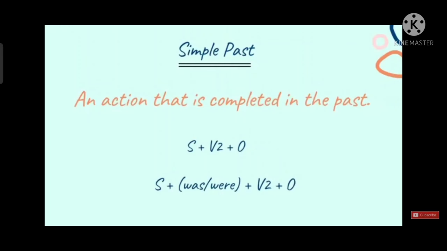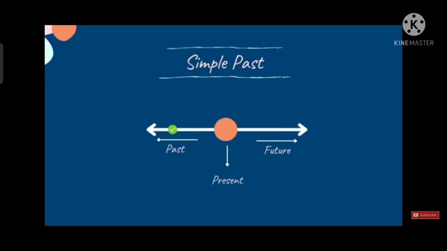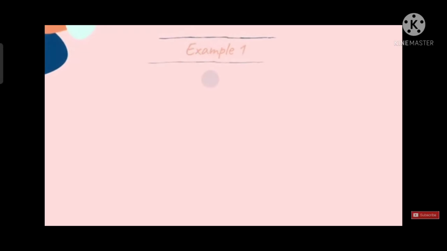Let's understand its placement in the timeline. In the timeline, as the action is already completed in the past, it is shown by a green tick on the left side of the timeline. Now, let's look into usage of simple past tense. The main use of simple past tense is to show an action that happened in the past or to refer to any past event. Let's look into examples to understand it.